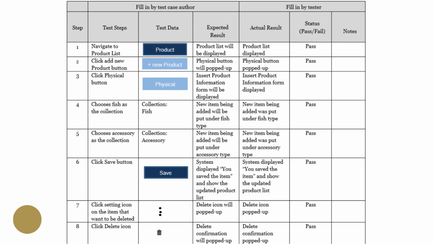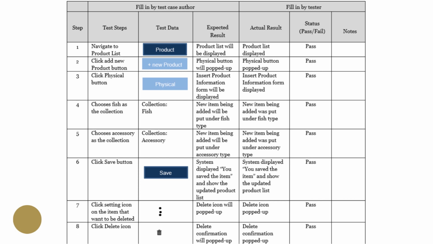So this is the test case. The first step is to navigate to the product list. The test data will be the product button, and the actual result is we get the product list displayed. Then the second step is to click the new product button. The test data is the new product button. The physical button pops up. Then we click on the physical button. The test data will be the physical button. Then the insert product information form is displayed.